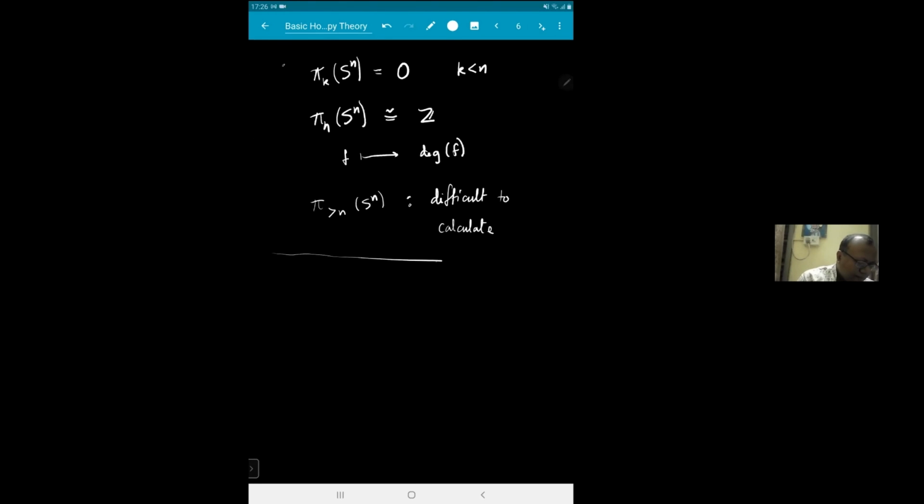Okay. So the next important thing is to define a weak equivalence. A map f from X to Y is called a weak equivalence.